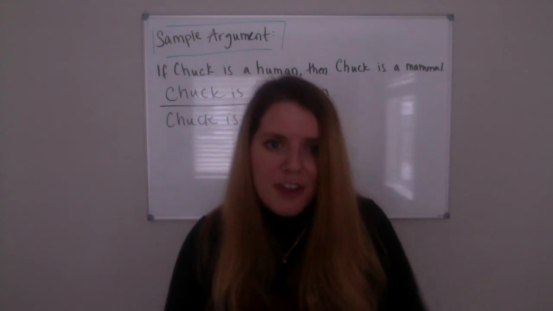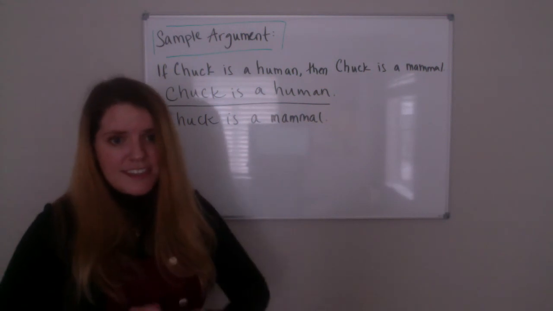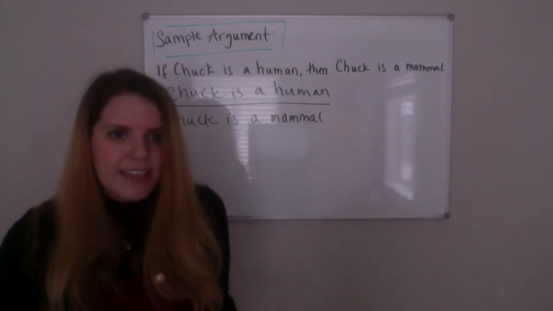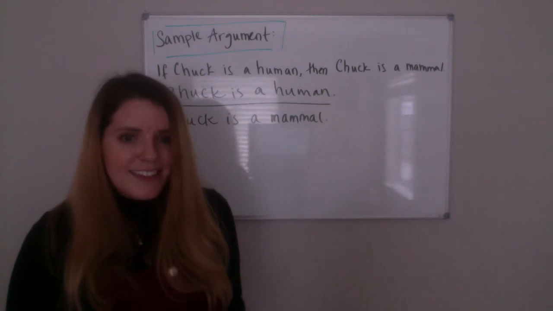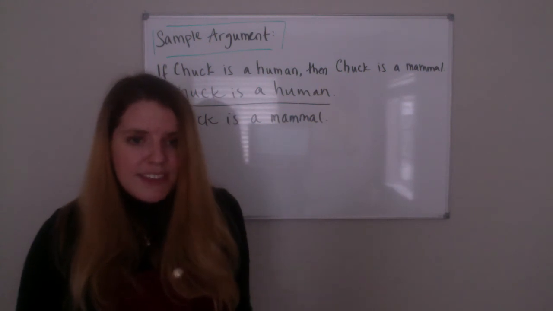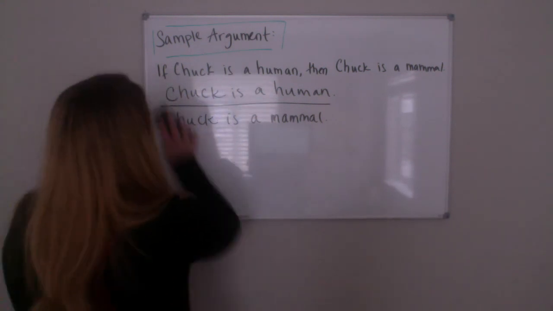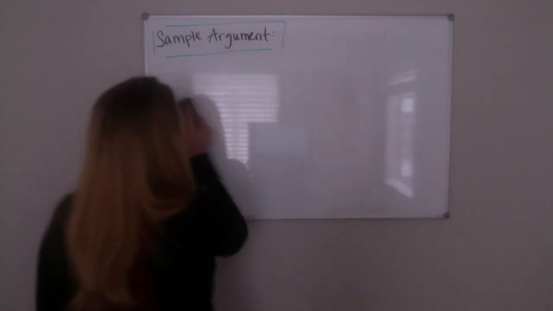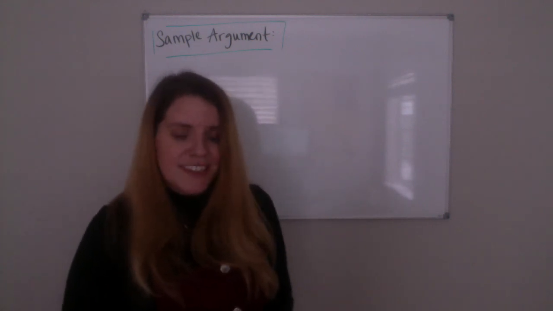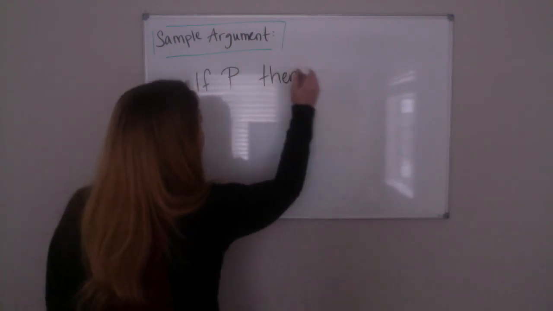So let's turn back to our argument on the board. It says, if Chuck is a human, then Chuck is a mammal. Chuck is a human, therefore Chuck is a mammal. So let's write this in a new way, in order to focus only on the form of the argument and not get distracted by the content. I'm going to use P to stand in for the phrase, Chuck is a human, and I'm going to use Q to stand in for the phrase, Chuck is a mammal. What do you think this argument's going to look like after I use the variables? All right, let's see. I'm using P to stand in for Chuck is a human and Q to stand in for Chuck is a mammal. So we will write this, if P, then Q.